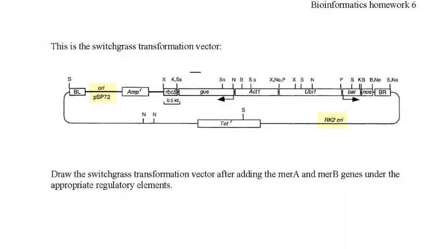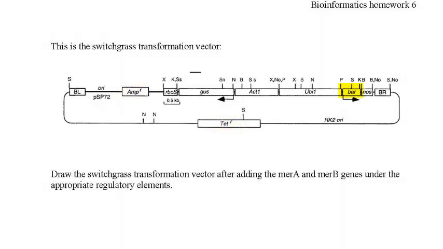The regions marked ORI are origins of replication. There are two on this plasmid, so that it can grow both in E. coli and in Agrobacterium. BL and BR are the left and right border sequences, which define the transfer DNA. In the Golden Rice paper, these were called RB and LB. AMP-R and TET-R are antibiotic resistance genes that can be used to select for this plasmid in bacteria.